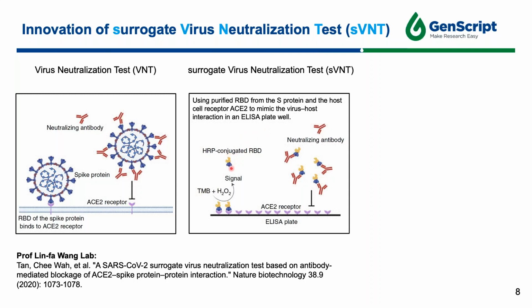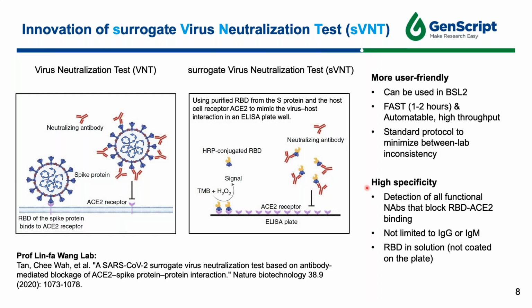As shown in this schematic here, the RBD used in SVNT is conjugated with HRP. And once the RBD binds to the ACE2 receptor coated on the plate, it will show a colored signal. And when there's neutralizing antibody present in the sample, it will form a complex with the RBD and subsequently be washed away in the washing steps, thus showing a much reduced colored signal.